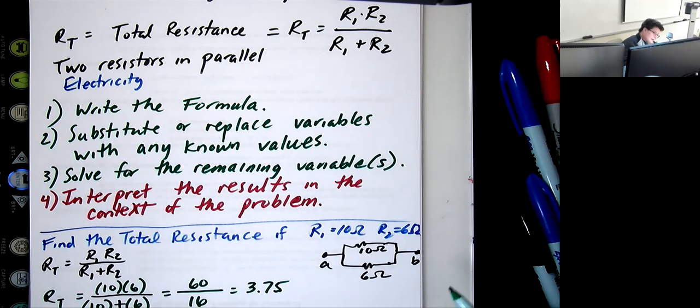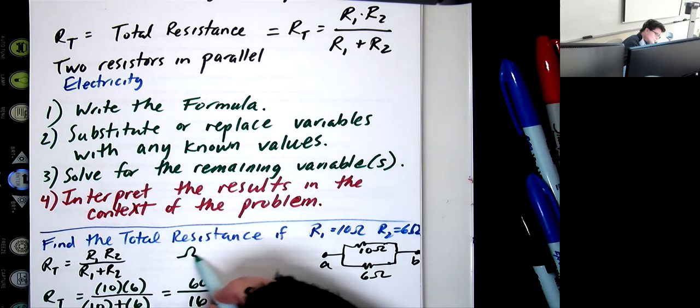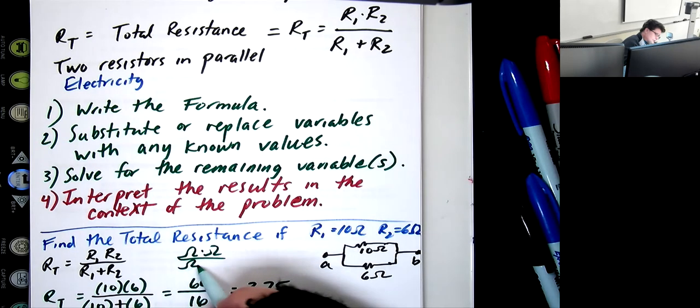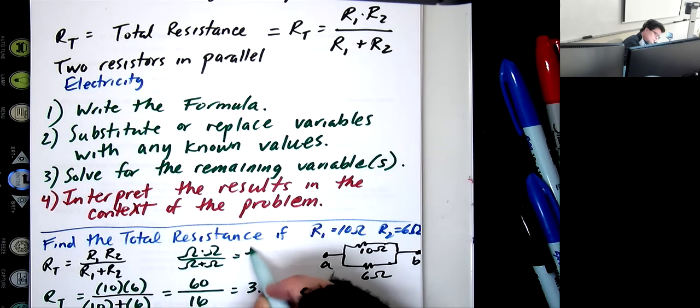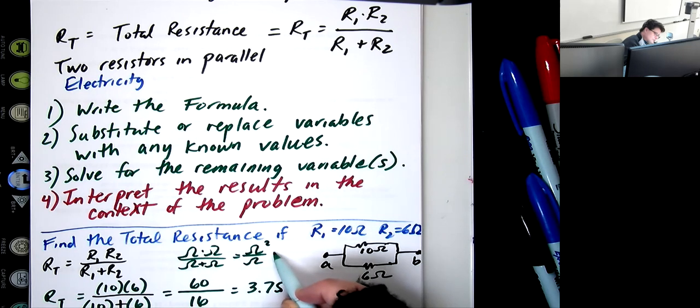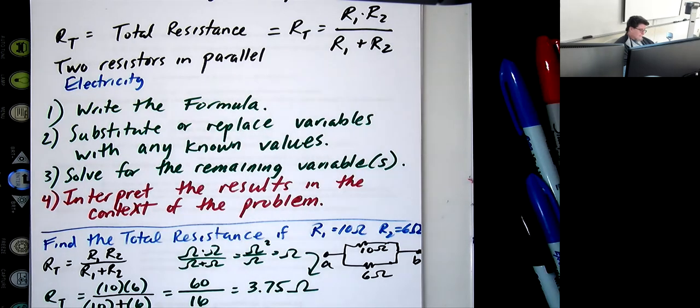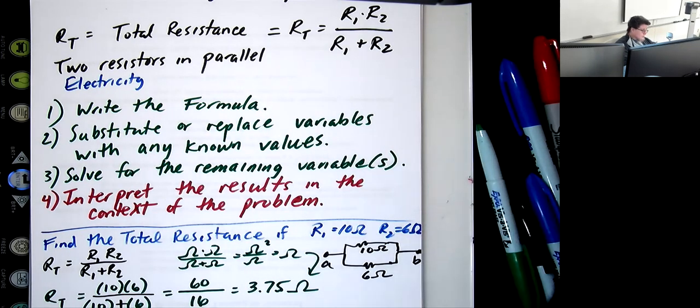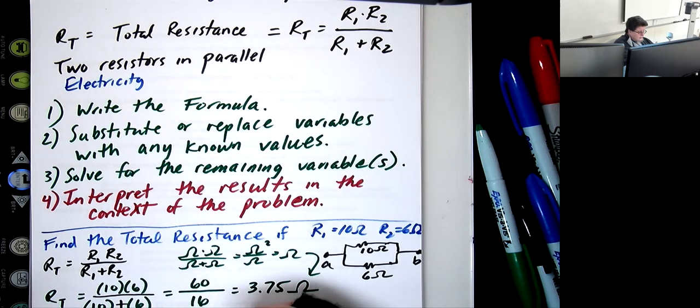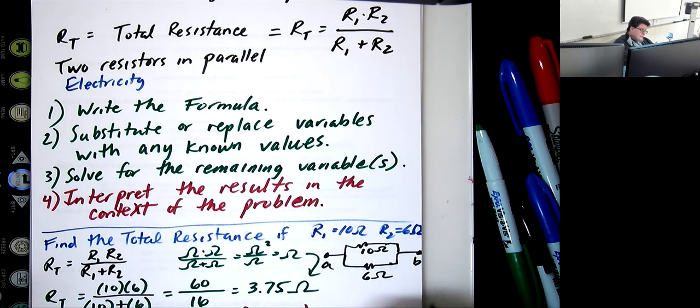Let's see, the units we had, I had ohms times ohms over ohms plus ohms, which is ohms squared over ohms, which is just ohms. So 3.75 ohms. Interpreting it into the context of the problem, the total resistance from A to B is 3.75 ohms.